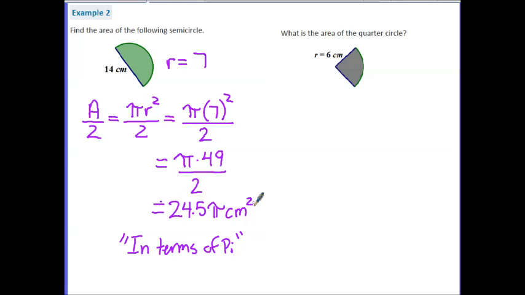So to find the area of a quarter circle, we take the area of the whole circle and divide by 4. Think about the fact that there are 4 quarters in a dollar. So I'm going to take my area formula, pi r squared, and divide by 4. Let's substitute. This time we are given the r value of 6, so we're just going to substitute 6 in parentheses.